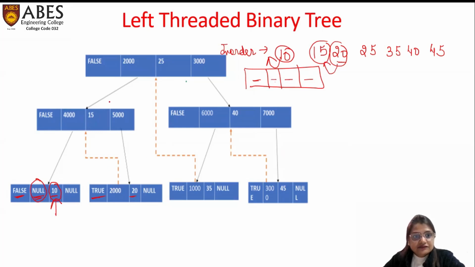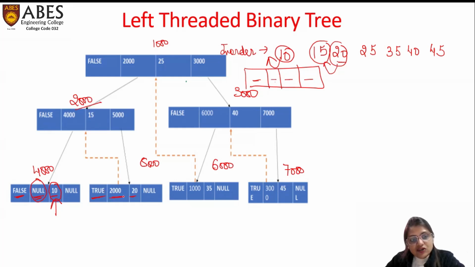15's address is 2000. We have seen earlier, as 25's left child, I can write down as well, let us assume this is 1000. This is 2000. This is 3. This is 4. This is 5. This is 6. And this is 7. And 15 is available at address 2000. That's why we have replaced this null value by 2000, and this special pointer will point to the predecessor, which is 15.